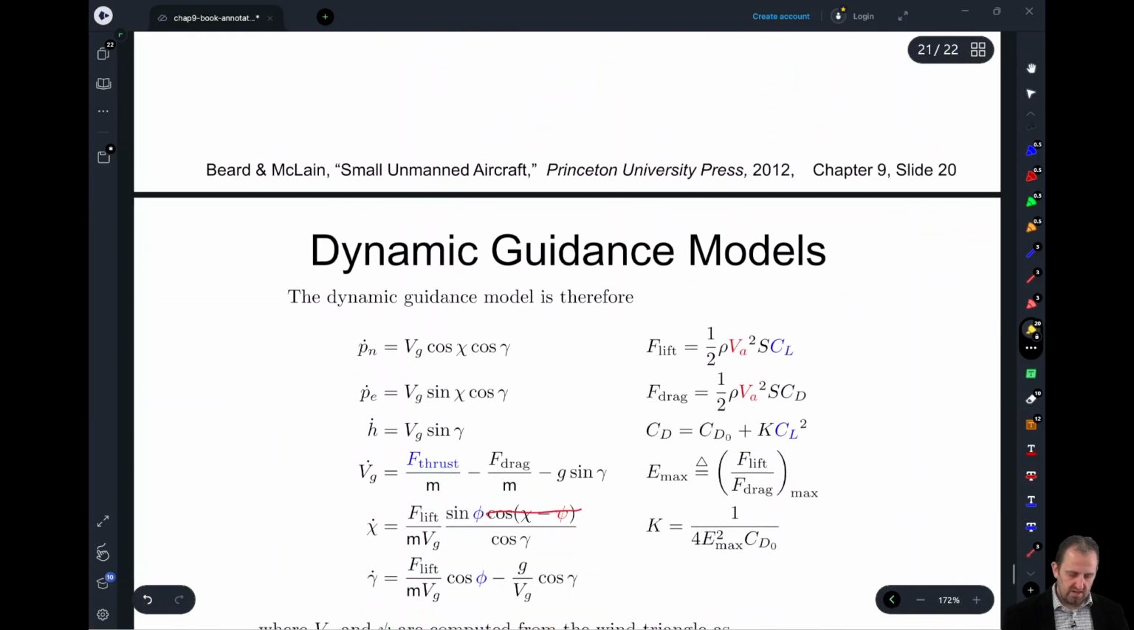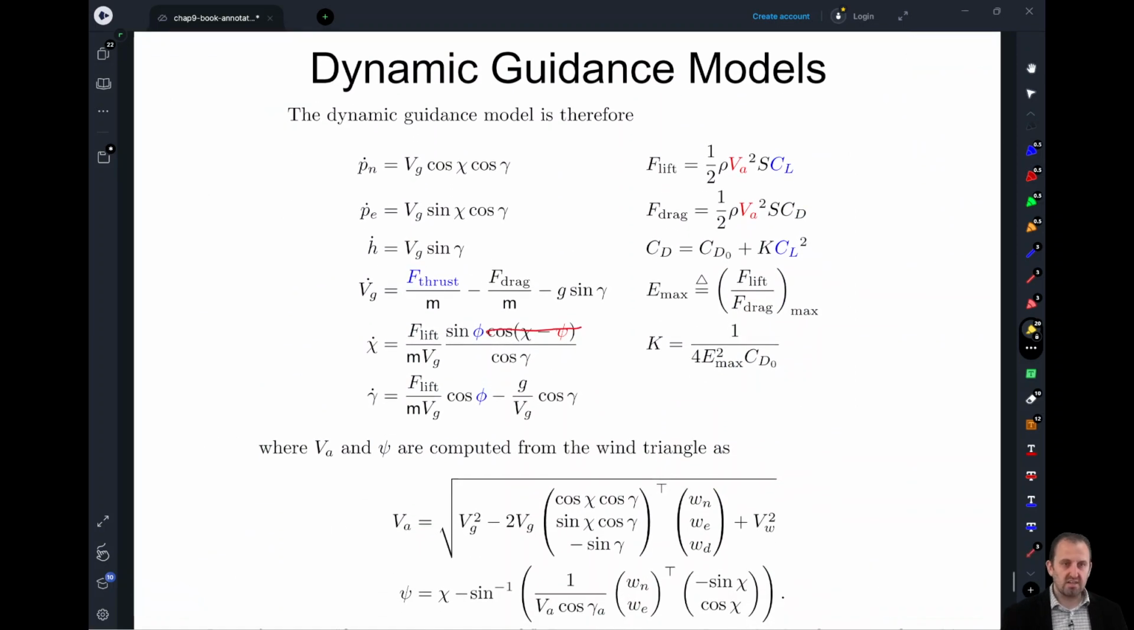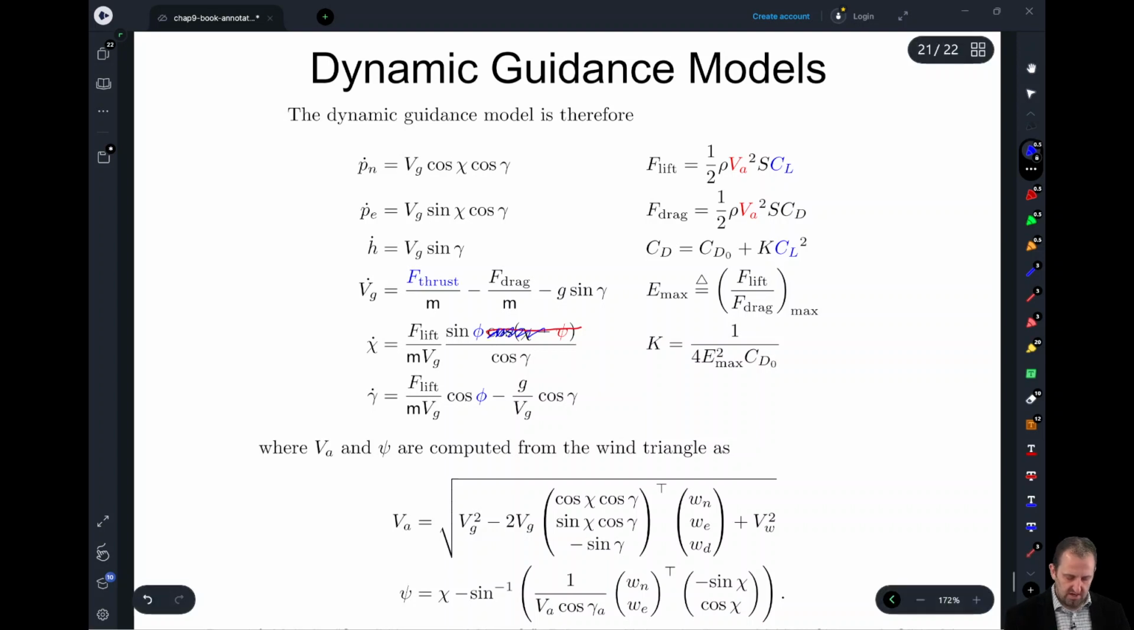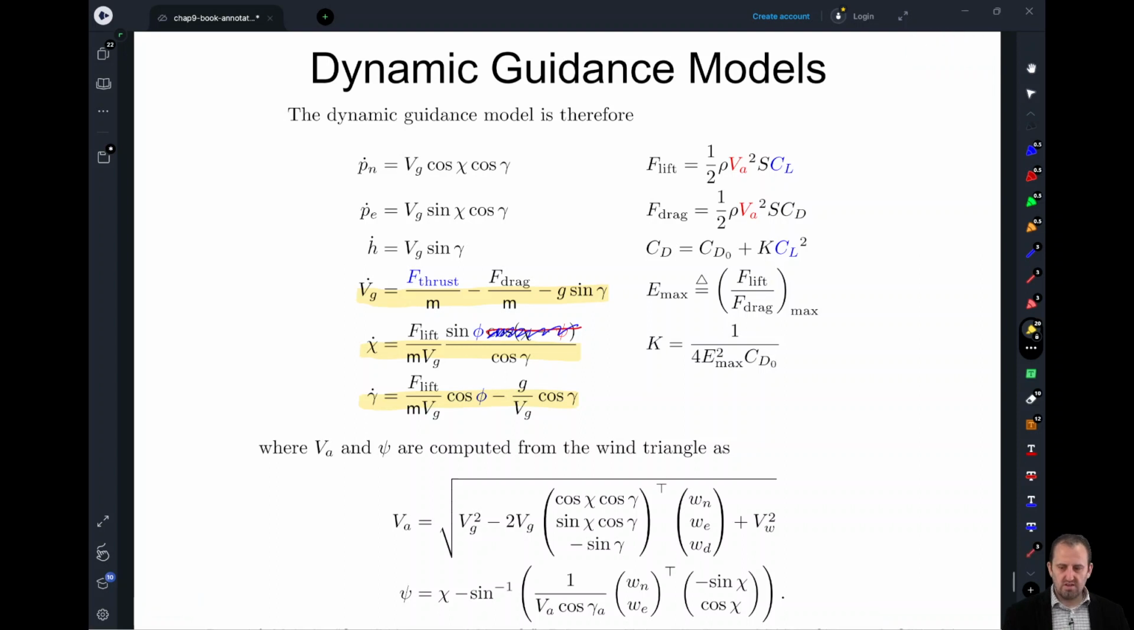That will allow us to write down our dynamic guidance model using similar approaches to our kinematic guidance model. And again, I want to point out that there was a cosine term left from a previous iteration of the book. Now our inputs end up affecting our ground speed velocity, our course angle, and our flight path angle. Those are where we see the inputs of our system.